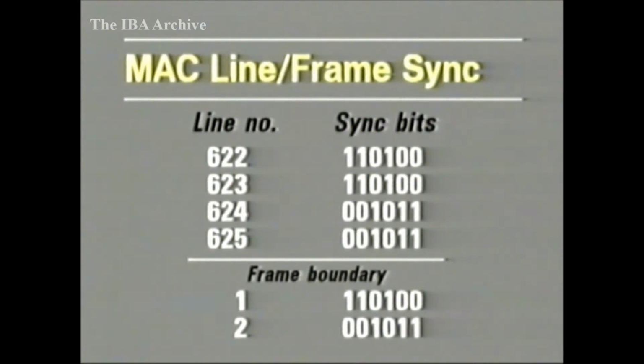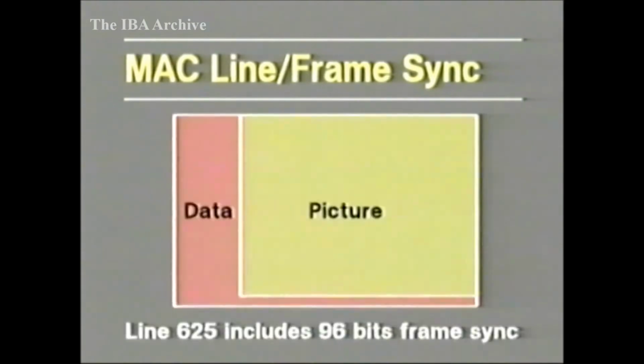There's also another way of achieving sync. Line number 625, made up entirely of digital data, starts with a pattern of 96 bits. These are identified by the receiver as frame sync, and the decoder can then generate its own line sync pulses. Following the synchronization bits, 623 of the 625 lines each contain 198 bits of digital data.